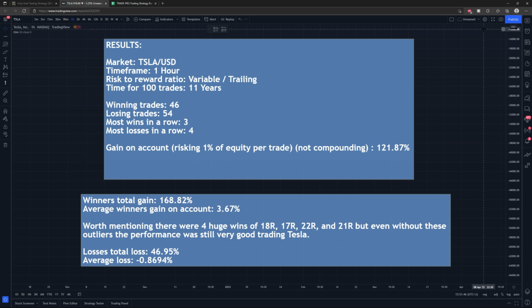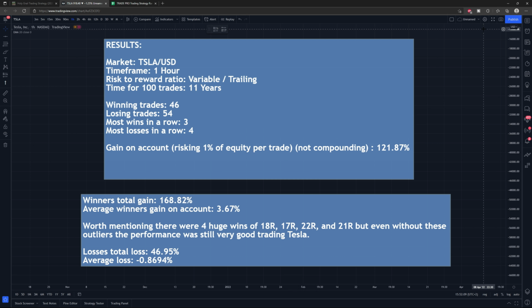46 out of 100, and losing trades 54. The most wins in a row, 3, and the most losses in a row was 4. The gain on the account of risking 1% of the account equity per trade, not compounding, 121.87%. So 41.87% higher than the previous first place holder on the strategy ranking spreadsheet, which we'll check out in just a sec.